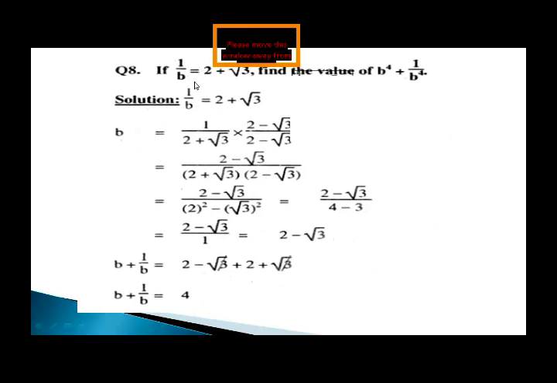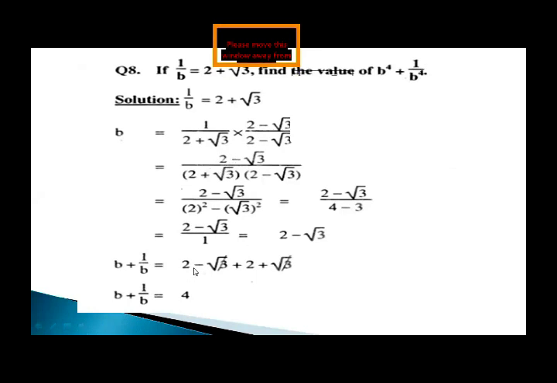Question number 8. If 1 over b is 2 plus root 3, find the value of b to the power 4 plus 1 over b to the power 4. So first, 1 over b is given, so first we find b. And b and 1 over b are the reciprocals of each other. So this time for finding b, we will take the inverse of the value of 1 over b, that is 1 over 2 plus root 3. And by using the method of rationalization with the help of the conjugate, we will find the value of b, that is 2 minus root 3.